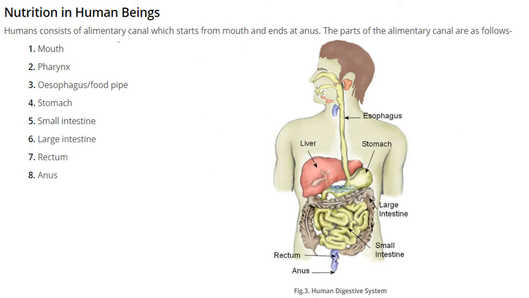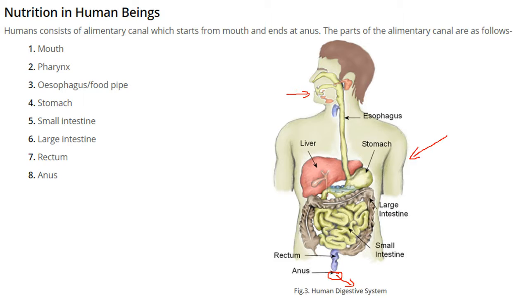How does nutrition in human beings take place? It all starts here. This is our mouth. We take in food, and then after all things happening inside, it's a marvel. This is a marvel inside our body which God has given us. Finally, the anus is the place where the excreta, the latrines, comes out. So the alimentary canal is like that.